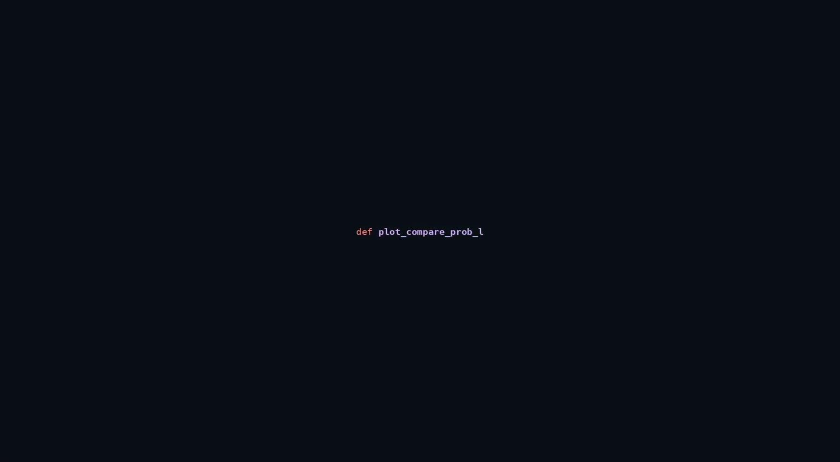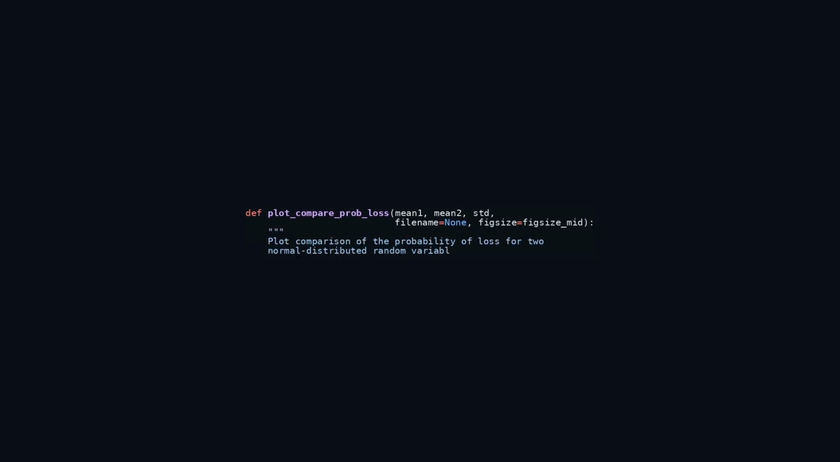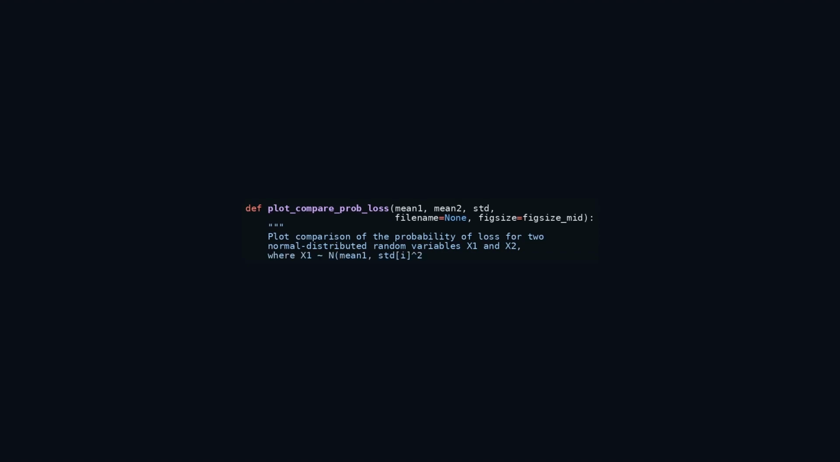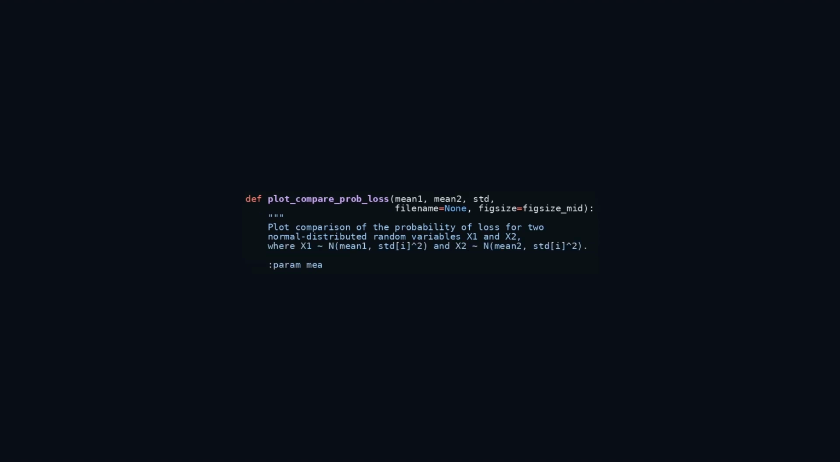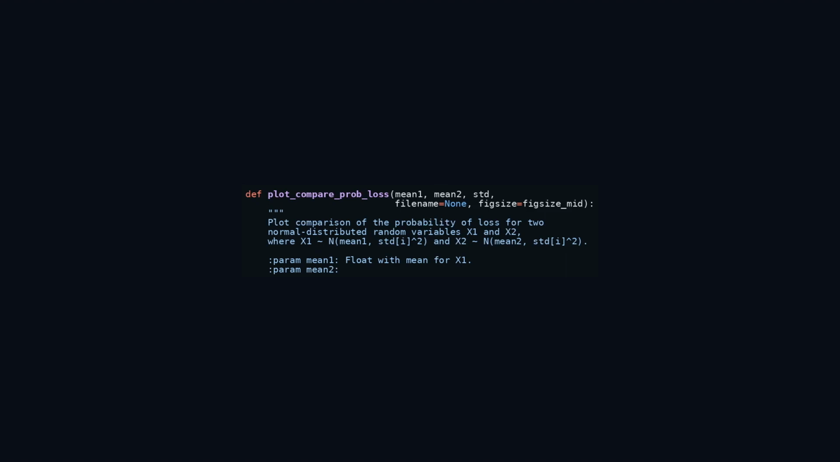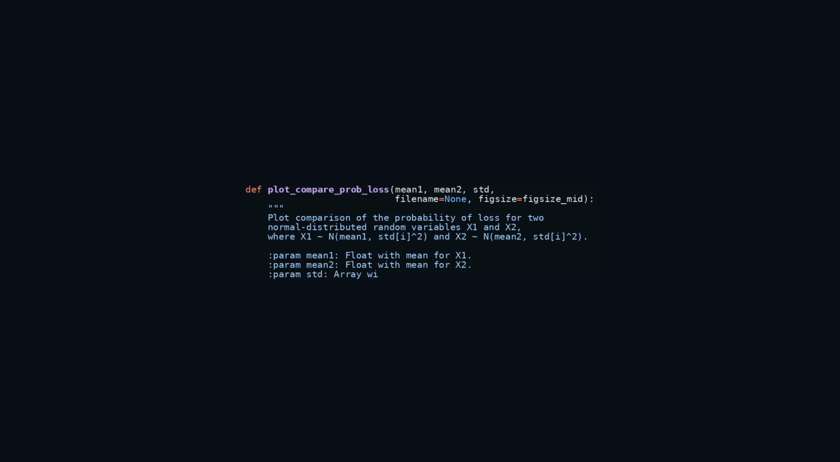The function compare_prob_loss is designed to visualize and compare the probability of loss for two normally distributed random variables. It accepts mean values mean_1 and mean_2, an array of standard deviations std_list, an optional file name for saving the plot, and a figure size as input arguments.